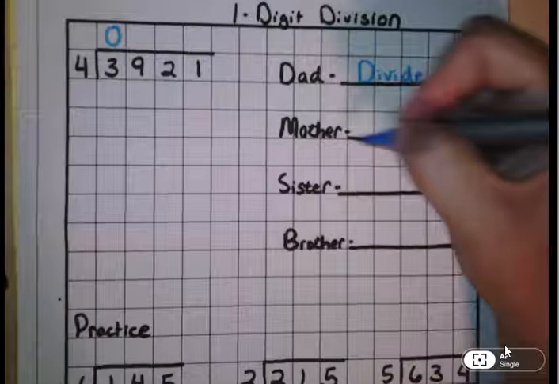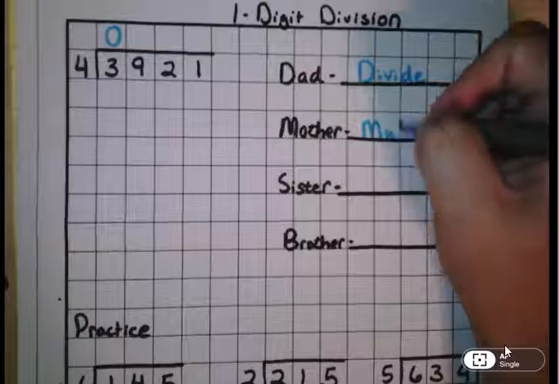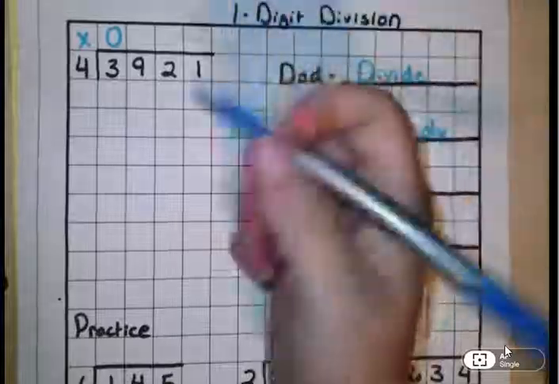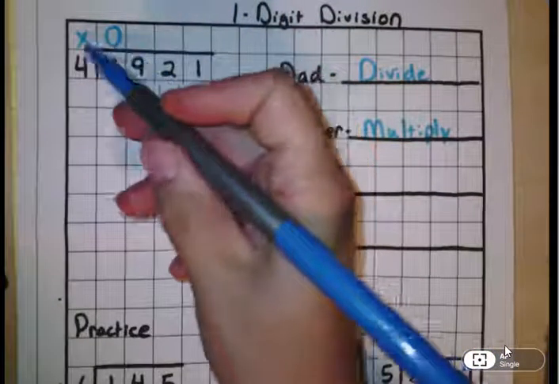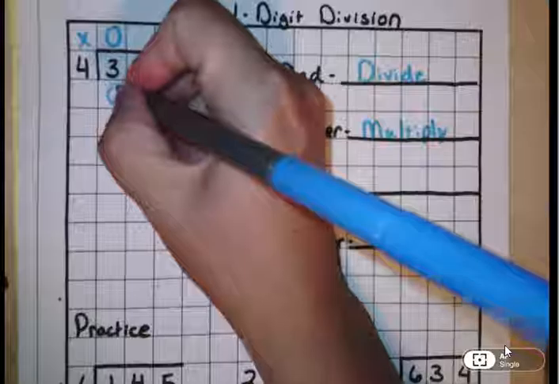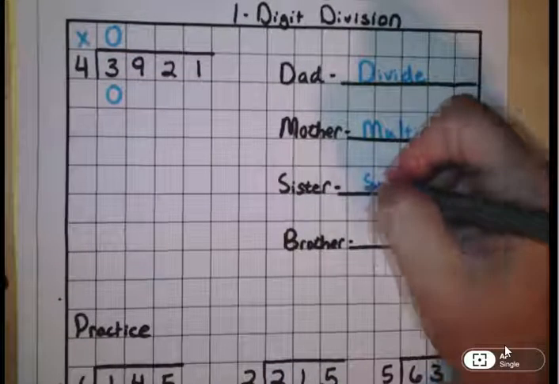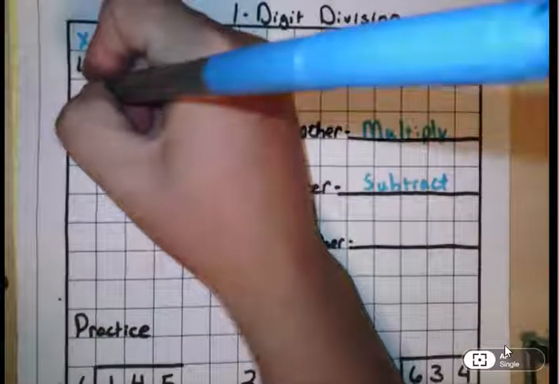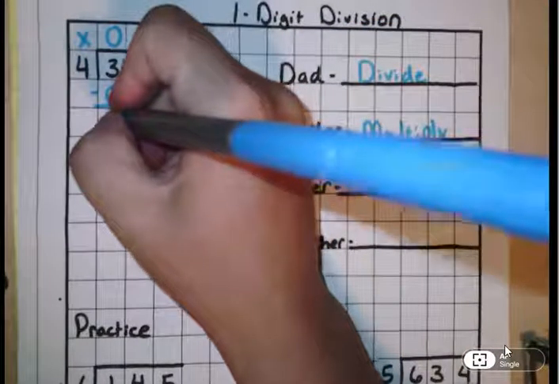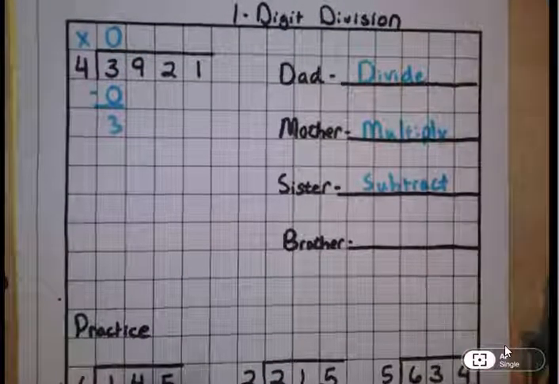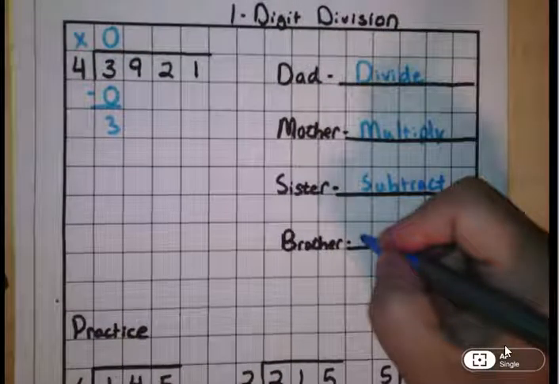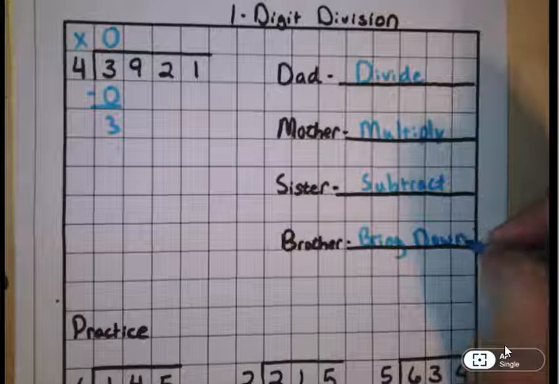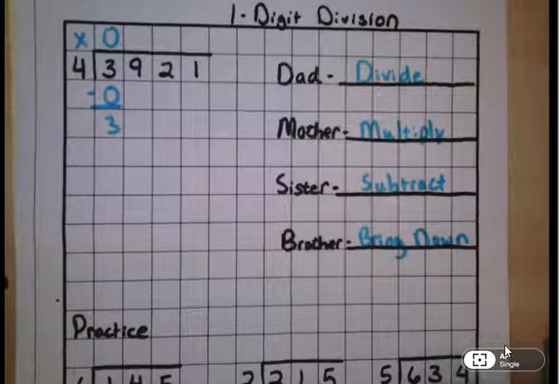The next step, mother, stands for multiply. So I'm going to put my little times sign right up here. And now I'm going to multiply. 0 times 4 is 0. Next step, sister, stands for subtract. So we'll subtract. 3 minus 0 is 3. And brother stands for bring down. So we have divide, multiply, subtract, bring down.